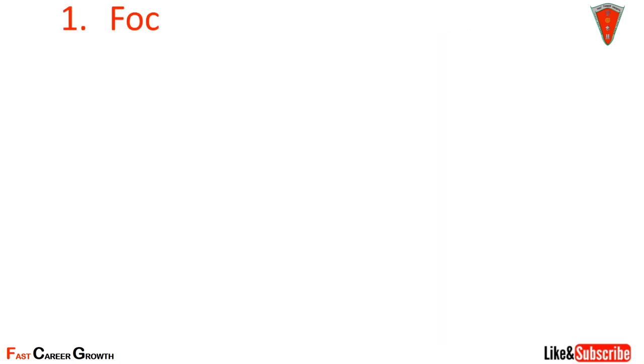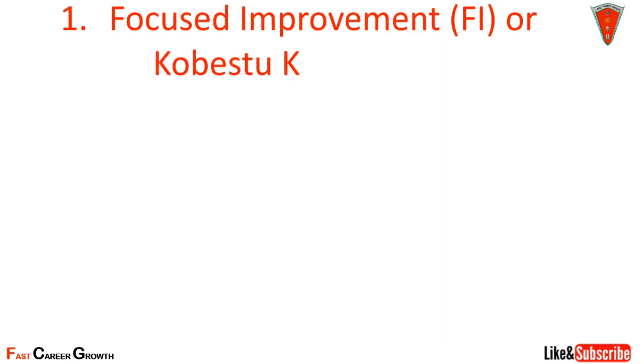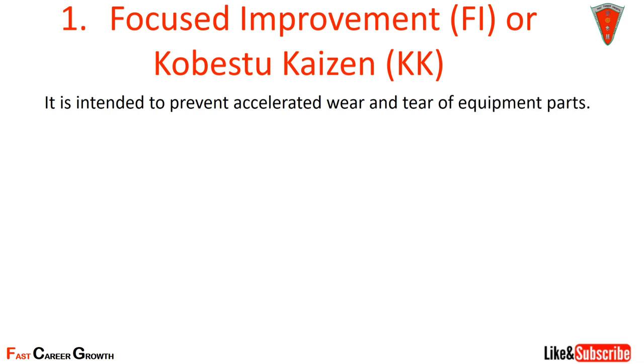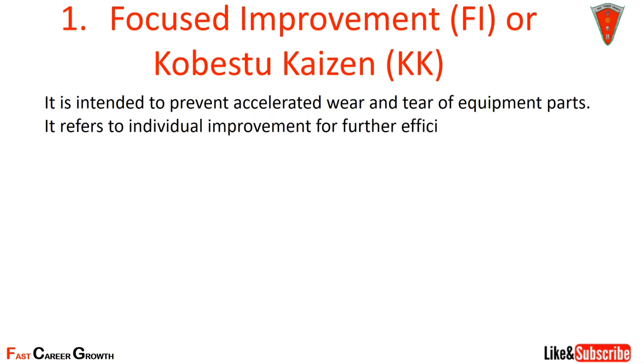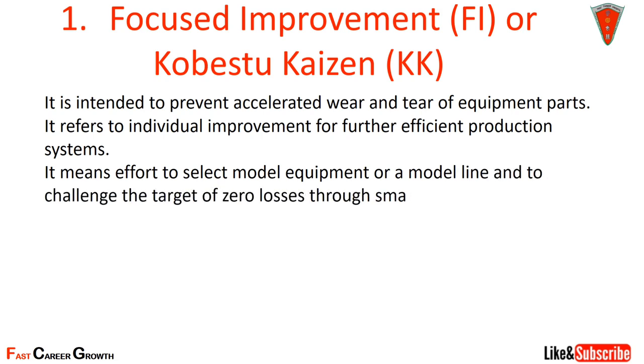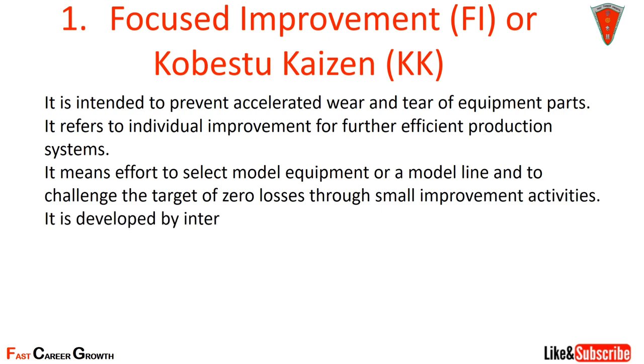Then what is focused improvement or Kobestu Kaizen? This is pillar 1 of your TPM. It is intended to prevent accelerated wear and tear of equipment parts. It refers to individual improvement for further efficient production systems. It means effort to select model equipment or a model line, or to challenge the target of zero losses through small improvement activities. It is developed by inter-functional teams or maybe individually.